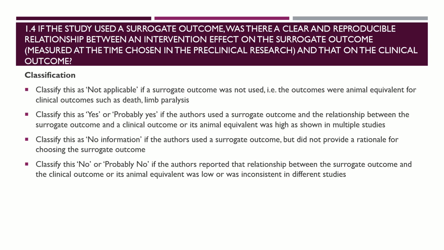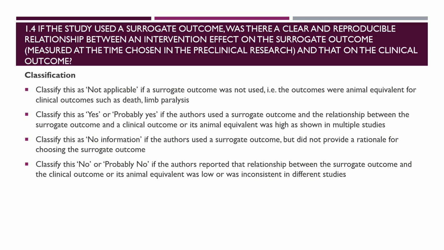How will you classify this question? Classify this as not applicable if a surrogate outcome was not used, i.e. the outcomes were animal equivalent for clinical outcomes such as death or limb paralysis. Classify this as yes or probably yes if the authors used a surrogate outcome and the relationship between the surrogate outcome and clinical outcome or its animal equivalent was high as shown in multiple studies. So it's just not enough if it is shown in a single study. It has to be shown in multiple studies that there is a relationship between the surrogate outcome and the clinical outcome or its animal equivalent.